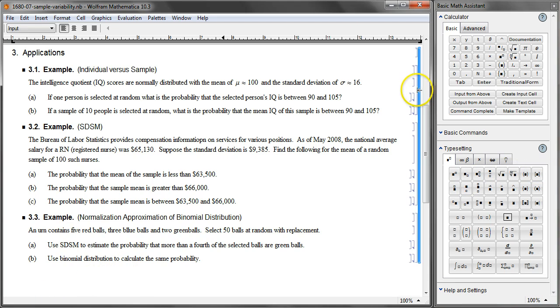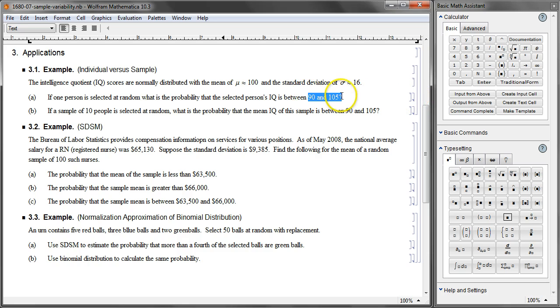Okay, let's begin. The intelligence quotient scores are normally distributed with a mean of mu equals around 100 and the standard deviation of sigma equals about 16. If one person is selected at random, what is the probability that the selected person's IQ is between 90 and 105? This is the very same problem we did in chapter 6. Maybe not the exact same numbers here, but very same type. Mu 100, sigma 16, even those were the same. So let's talk about it very quickly.